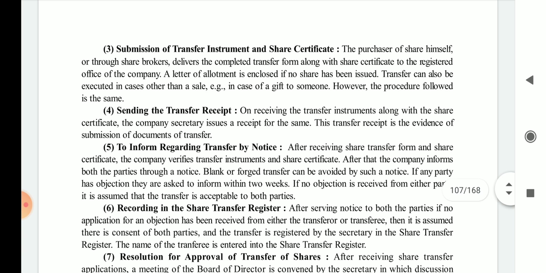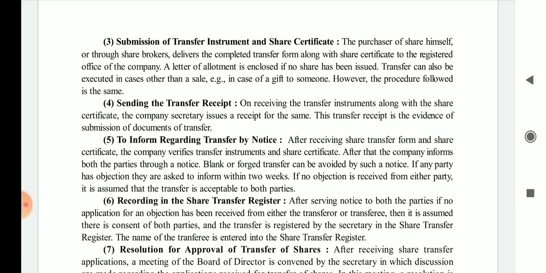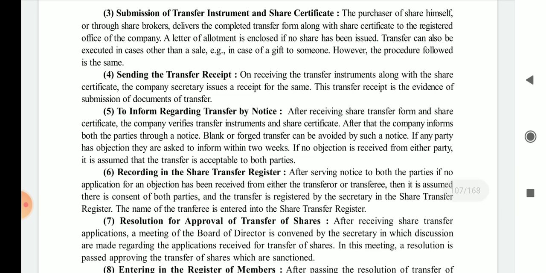Transfer can also be executed in cases other than a sale, for example, in case of a gift to someone. A transfer can be applied if you want to give a gift to a particular person. At that time, it can be valid for any kind of person. In case of a gift, you have to submit it and follow the procedure of the transfer. The procedure followed is the same. If you are allotting a share as a gift, the share transfer procedure should be followed in the same way.